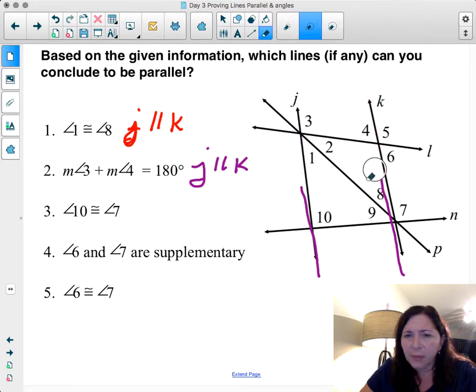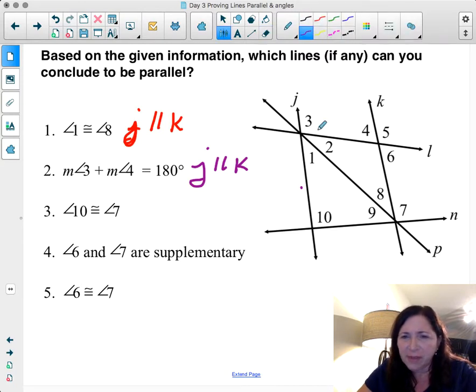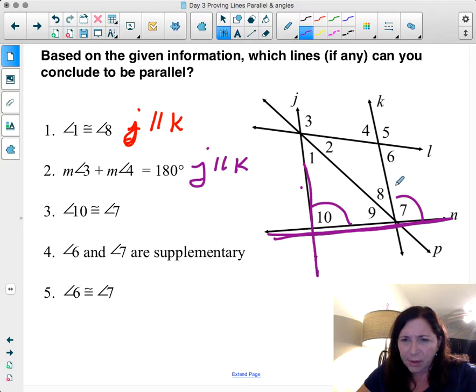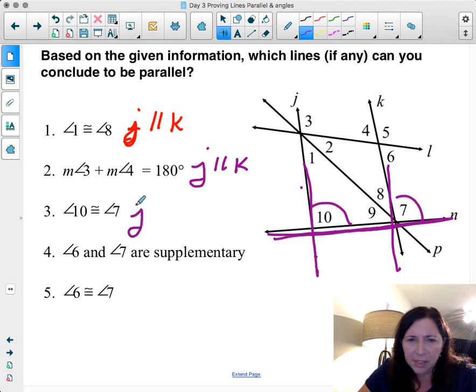Okay, for the next one, you have 10, and 10 is congruent to 7. So this angle here and this angle here are congruent. So you have this line being your transversal and this parallel to this also. So therefore, we know also that J is parallel to K.